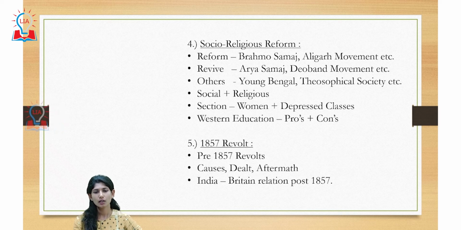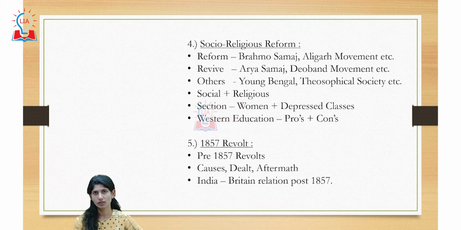Okay. Now, the main sections targeted in these reform movements are women and the depressed classes. One of the things that aided in this is Western education. When it comes to education, I want you to see it in the form of both pros and cons. How Western education was a pro to the Indian subcontinent and how it was a con. Education itself is not a con, but how Western education was a con to Indian society is also something you need to consider.